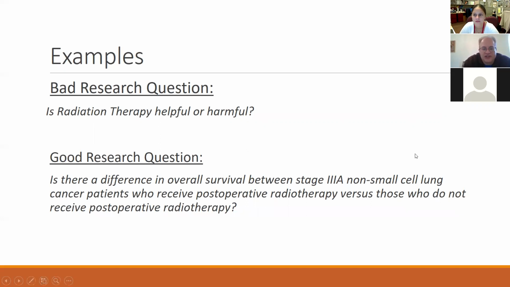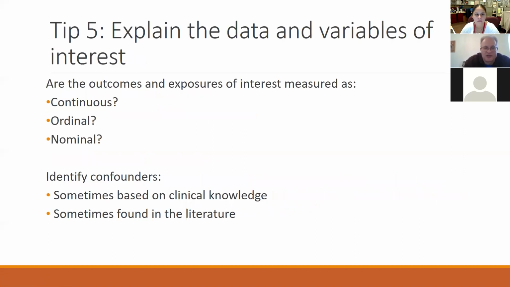Versus those who do not receive postoperative radiotherapy. So you're being very specific. You're comparing two groups of people. Your population of interest is those that have stage 3 non-small cell lung cancer. Your endpoint of interest is overall survival. The one up here is a very general statement, but you really want to have a very refined research question. And that's what you would want to walk into the statistician when you meet with them, so you can tell them that's exactly your question.